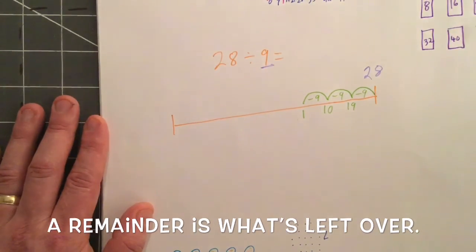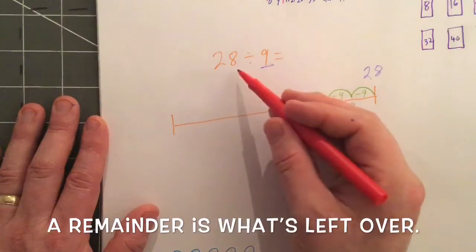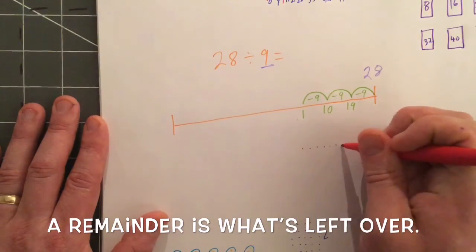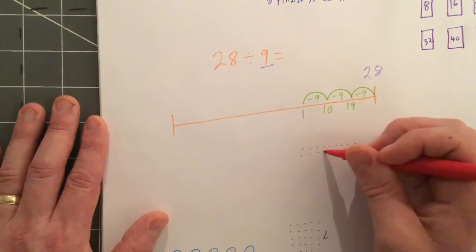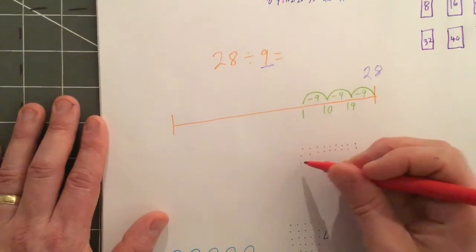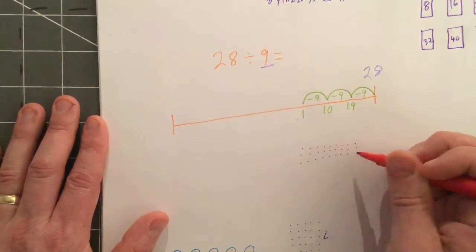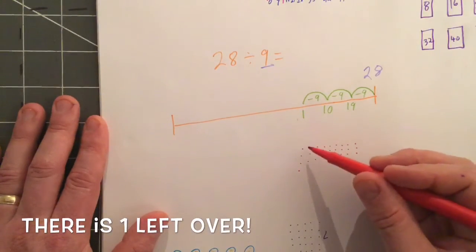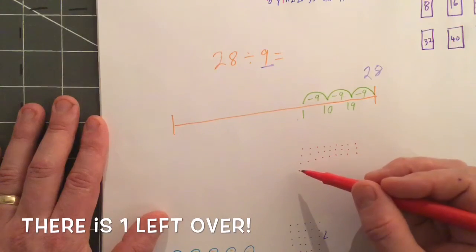So what I'm also going to do is try to solve this as an array. I'm going to take a total of 28 and make them into groups of 9. 1, 2, 3, 4, 5, 6, 7, 8, 9. 10, 11, 12, 13, 14, 15, 16, 17, 18, 19, 20, 21, 22, 23, 24, 25, 26, 27, 28. I've got 3 groups and 1 left over.